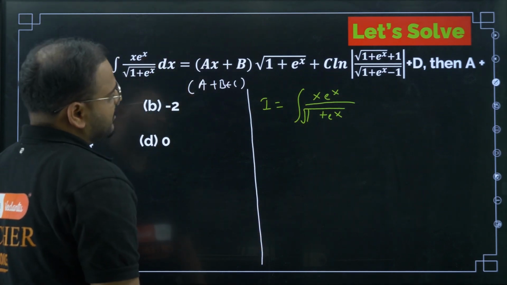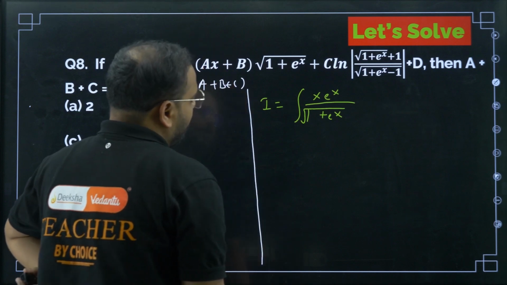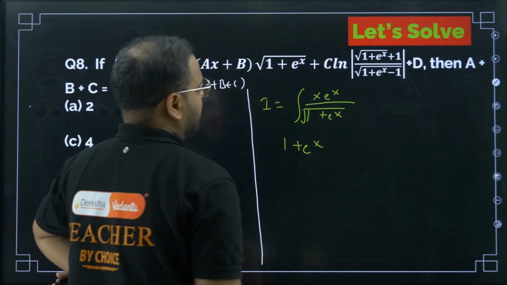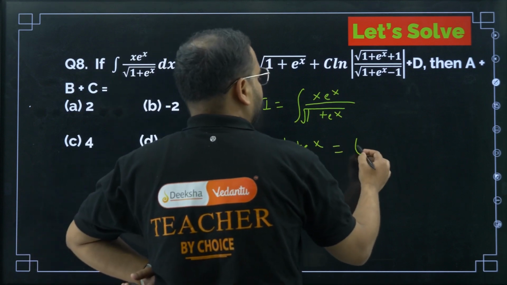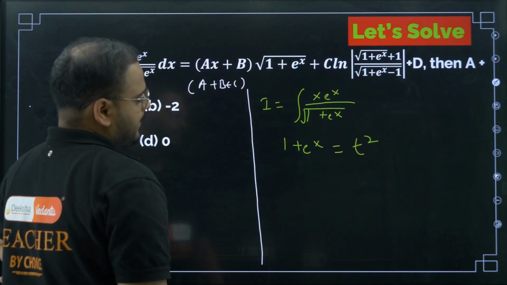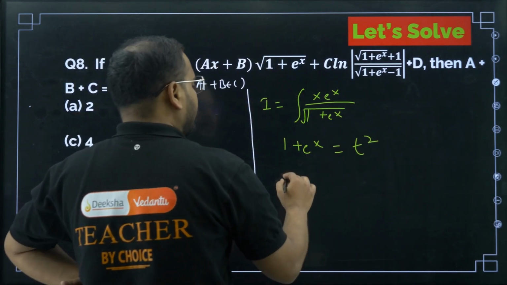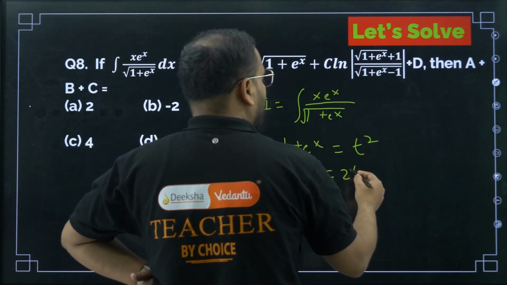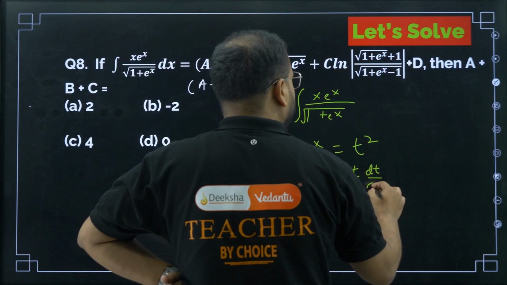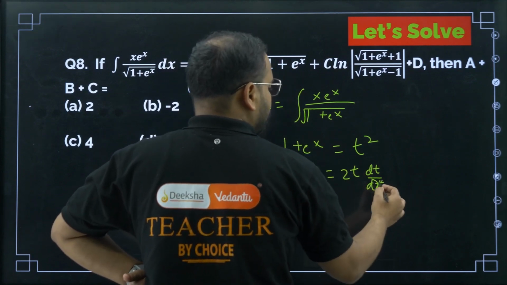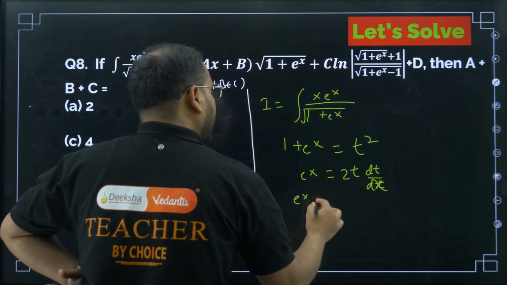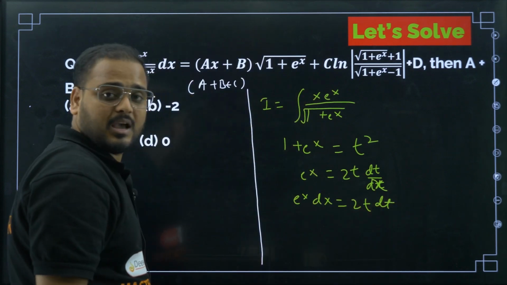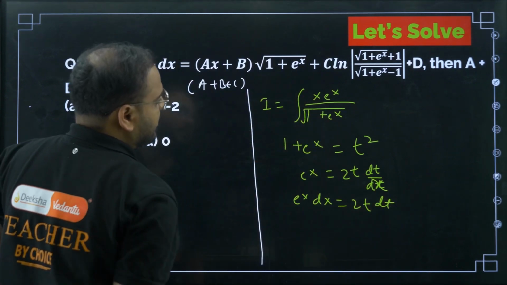If I take 1 plus e power x as t square, okay, let's differentiate it. How much am I going to get? I'll get e power x only because 1 will be 0. On this side, I'll get 2t dt by dx. So e power x dx will be 2t dt, am I right? Okay, so I have this over here in the numerator side.